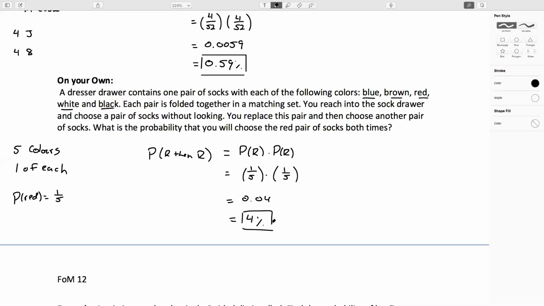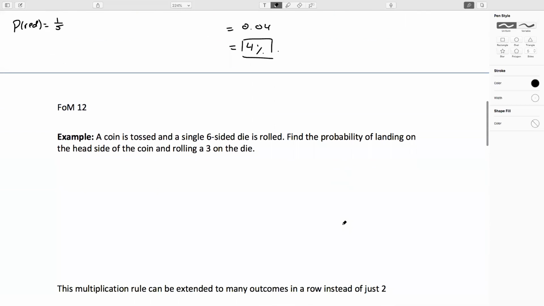If you start filling in your outcome table, 4% for red, then red, 4% would also be for brown and brown, 4% for blue and blue, 4% for white and white, 4% for black and black. That's 20% of your probabilities right there that you're going to get back-to-back colors. It's just that this particular combination is only 4%. All right, let's try some more.